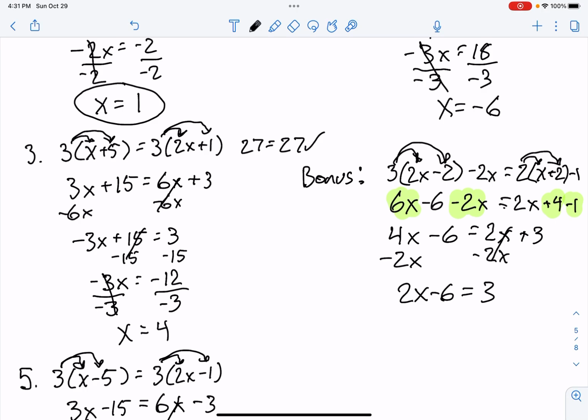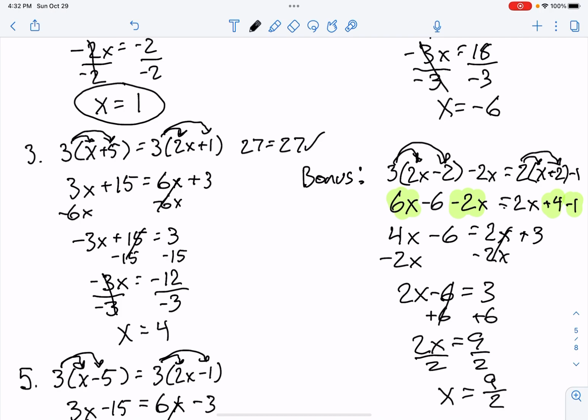So we're in two-step land now. So to undo this, I need to undo my addition or subtraction first. Since this is minus 6, we undo with a plus 6 and a plus 6. 2x equals 9. Divide by 2, and x will equal 9 halves, which we can get fractions for these. So it's nice that we got one with a fraction in our example.